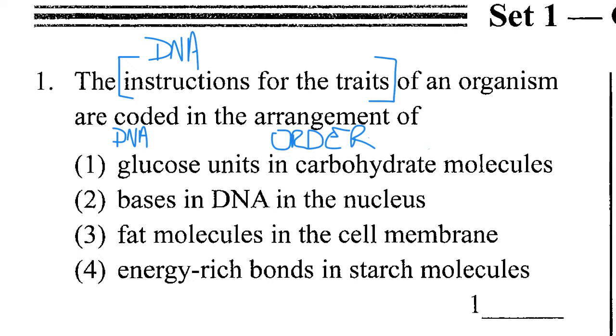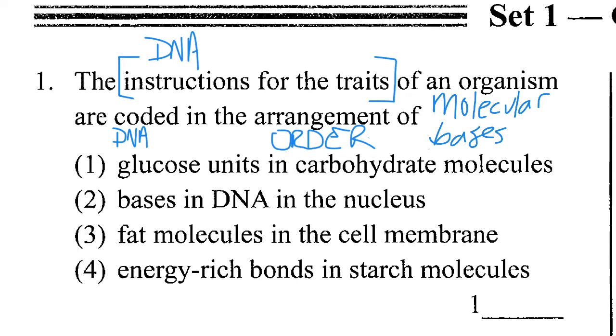If we can decode and understand that instructions for traits are talking about DNA and coded are also talking about DNA, then we can finish the sentence by saying the instructions for traits of an organism are coded in the arrangement of molecular bases. And if I can finish the sentence like that, the options become much clearer, and the answer is very easy to find out.